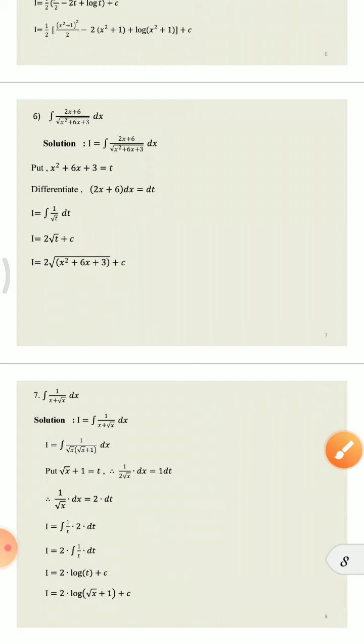That means the integration of 1 upon (x + root x) dx is equal to 2 log of (root x + 1) + c. So you have solved question number 7.